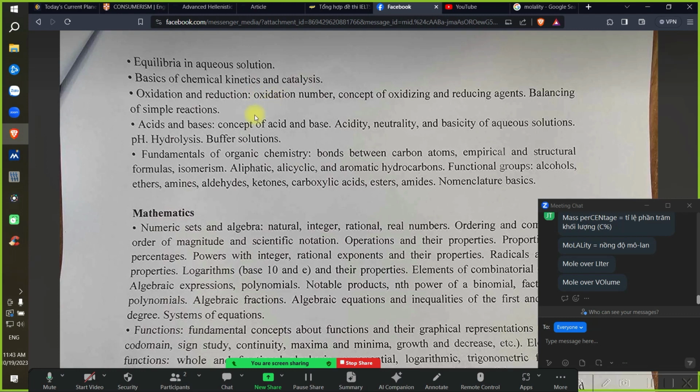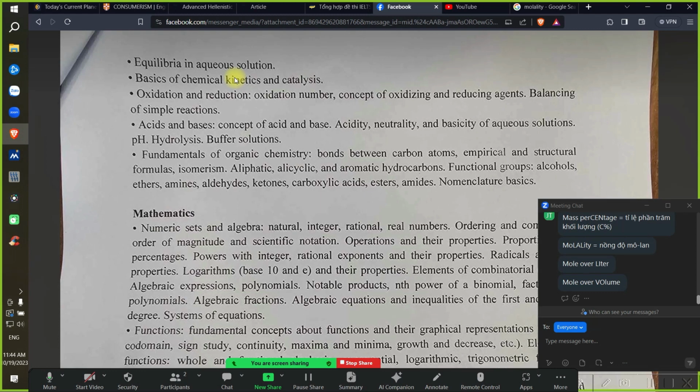Maybe next one you will talk about equilibria in aqueous solution, right? Cân bằng động, cân bằng. Mấy cái cân bằng này mình phải nói đến cân bằng trong dung dịch nha, tại vì nó còn cân bằng trong những hệ khác, ví dụ hệ khí, hoặc hệ đa pha. Thì mình dùng cái cân bằng của Le Chatelier, nó liên quan đến vật lý.